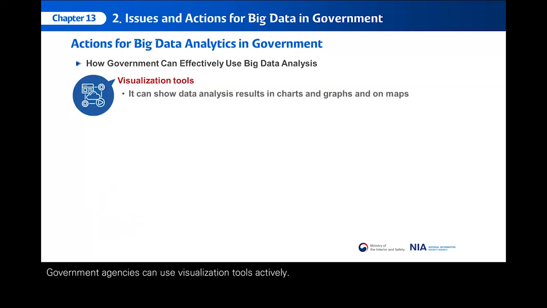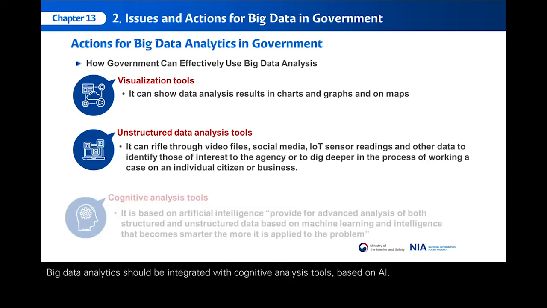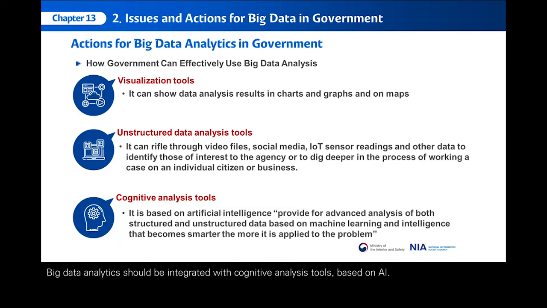Government agencies can use visualization tools actively. This is a more effective way of sharing and delivering information. Unstructured data will let us know a new pattern. Big data analytics should be integrated with cognitive analysis tools based on AI. Visualization, unstructured data analysis, and cognitive analysis are three main components of big data analysis.